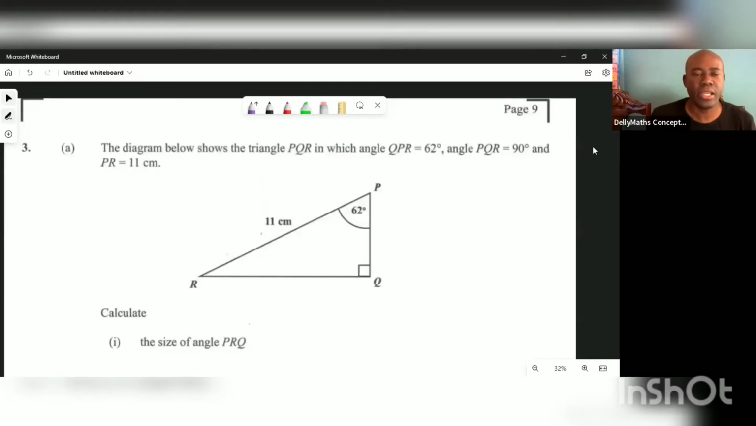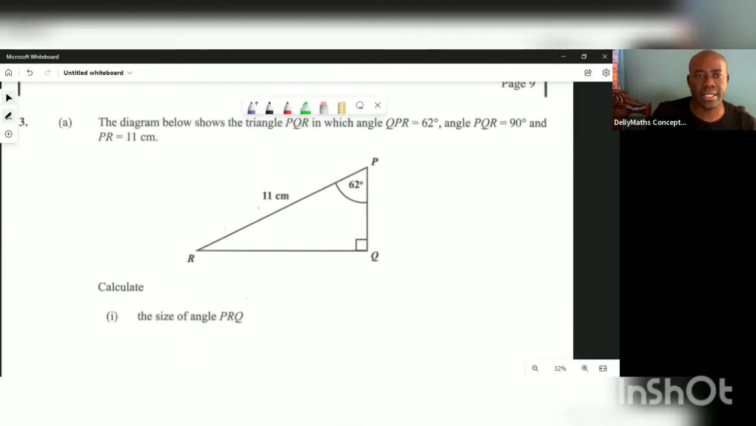At question 3 from July 2021, paper 2, CXC exams. All right, so question 3. So here it goes. It reads, the diagram below shows the triangle PQR in which angle QPR is 62 degrees and PQR equals 90 degrees. PR equals 11. So there it is, the information that we just read is right there.